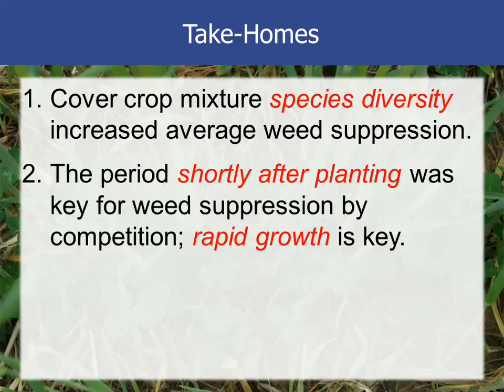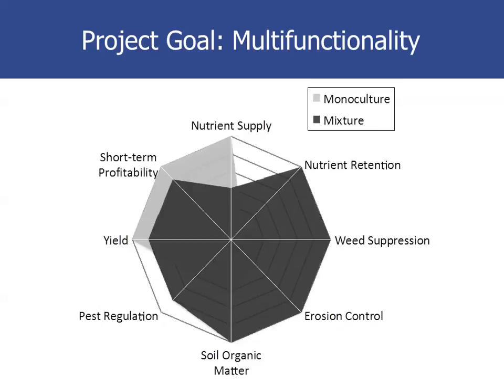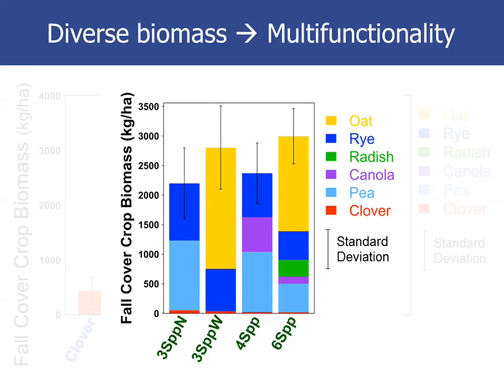So second take-home, it's that period shortly after planting that matters most. Rapid growth is key. And now just to expand it out a little bit again, I've been talking about weed suppression, but if we want to look at the whole picture, I'll just remind you that looking at our biomass data and zooming in on the mixtures, we got pretty even biomass.